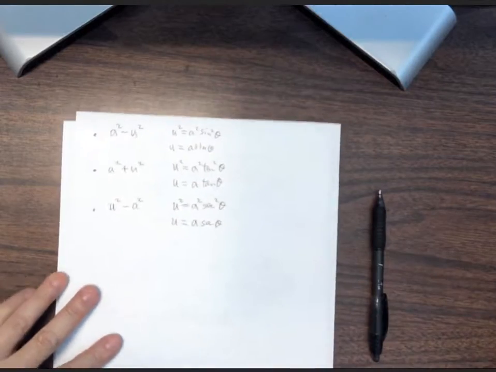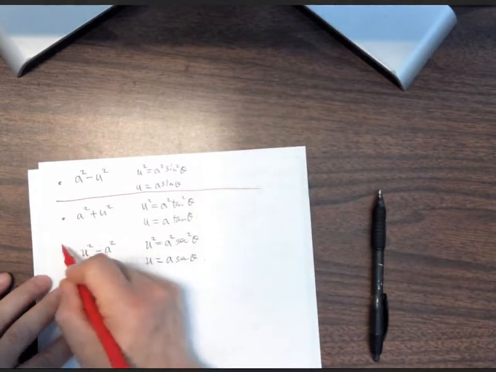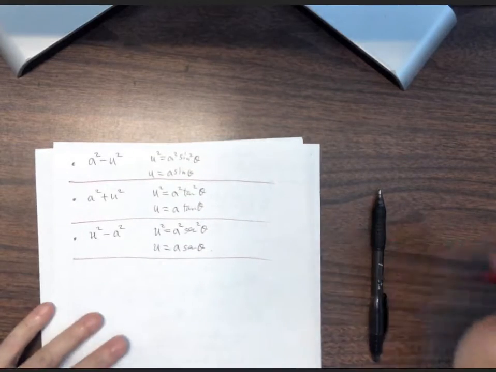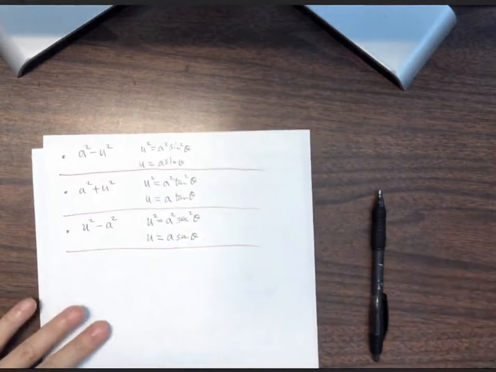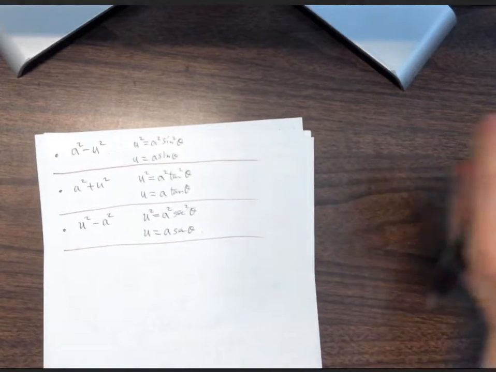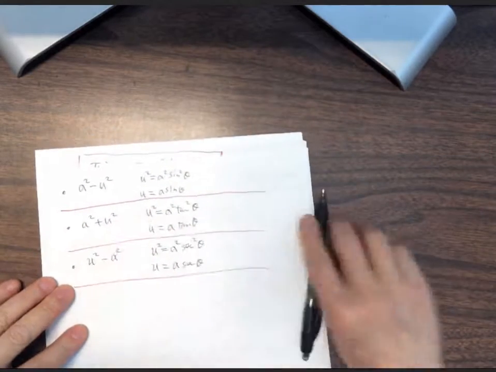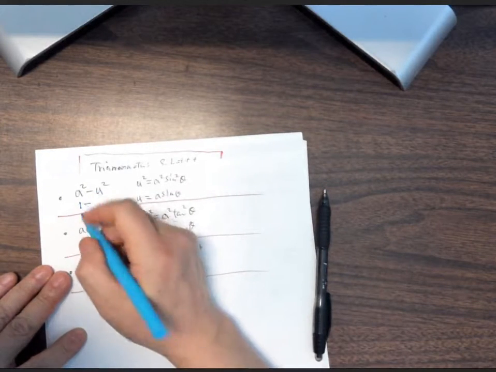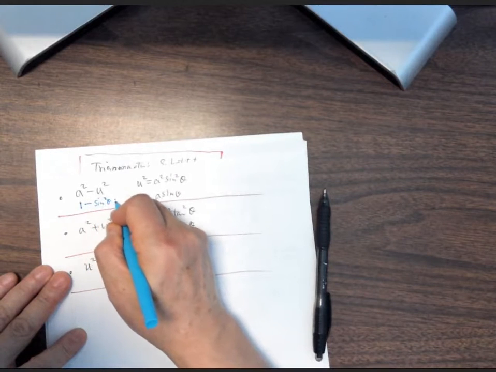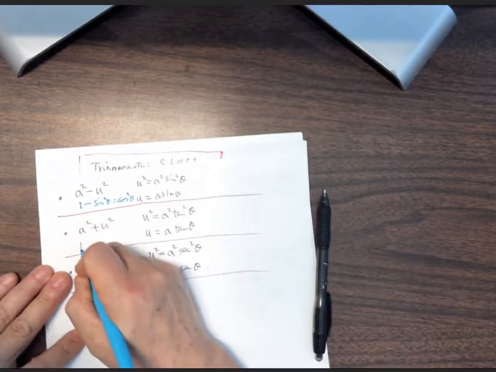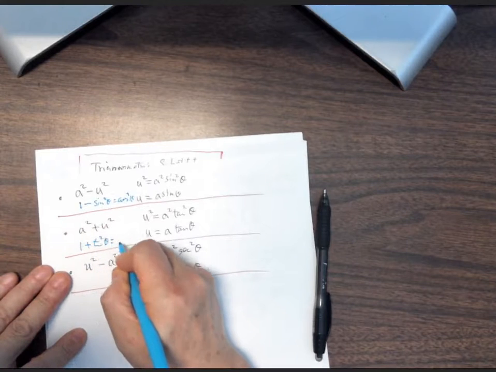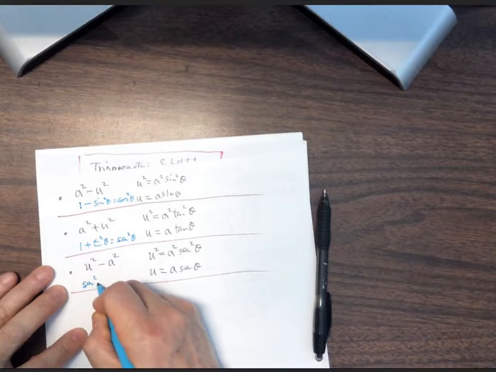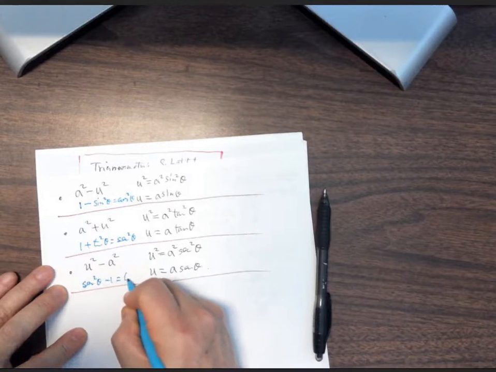Alright, so these are the 3 cases. Oh, 4. Why 4? 3. 1, 2, 3, right? Now, the identities we try to use are 1 minus sine squared equals cosine squared, 1 plus tangent squared equals secant squared, and secant squared minus 1 equals tangent squared.